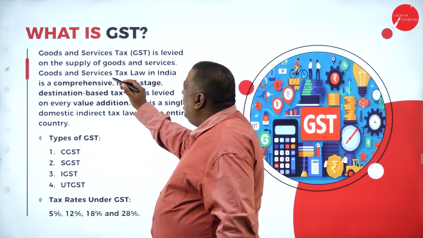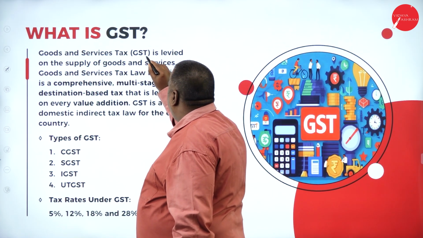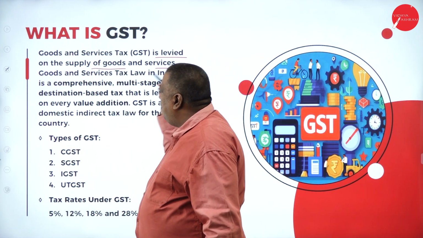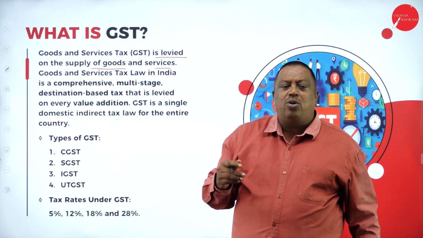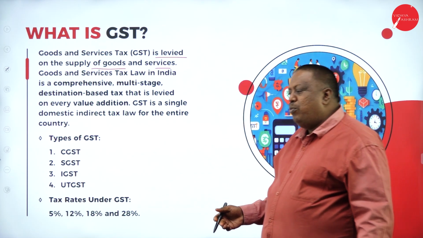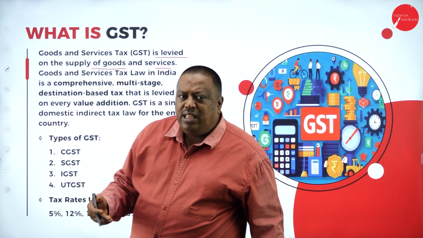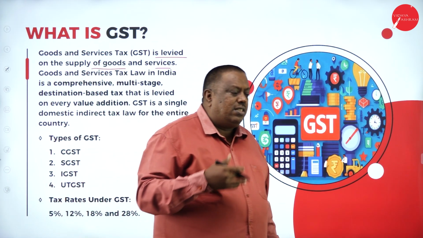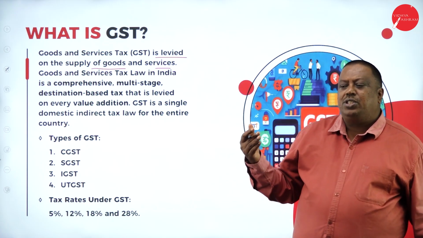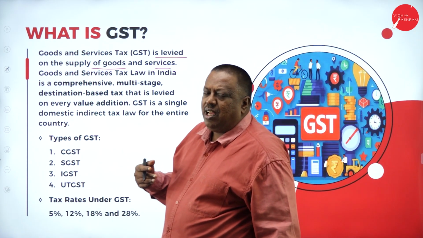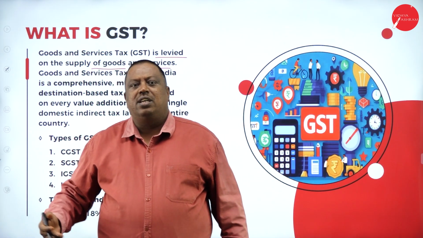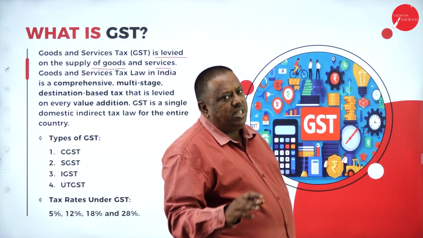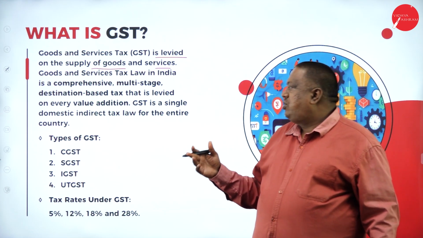What is GST? Goods and Services Tax. It is levied, meaning charged, on the supply of goods and services. Nothing but when I sell some goods, or when I move the goods from one place to another place, the tax is levied on the goods. And whenever I give a service to any person, I collect an amount, and there I charge the GST, the Goods and Services Tax.